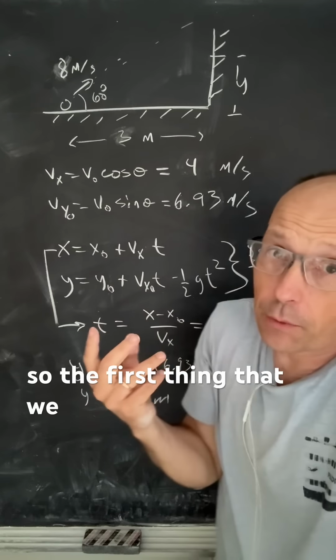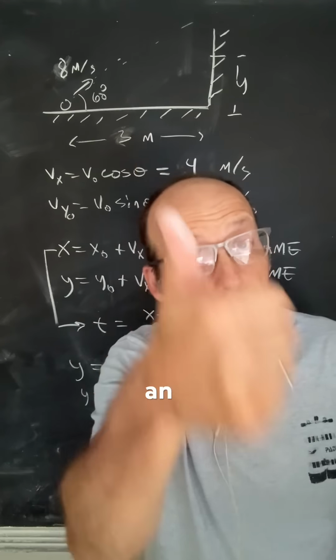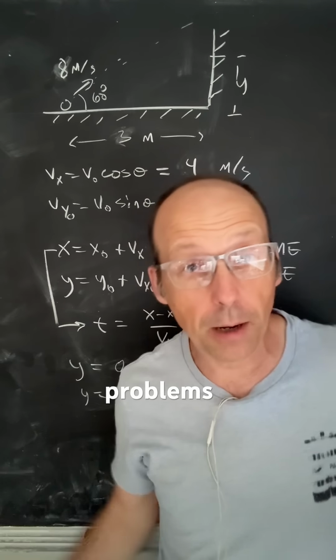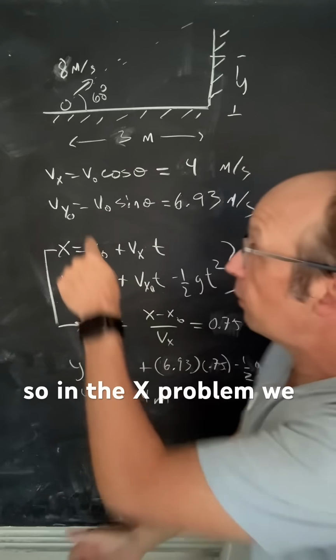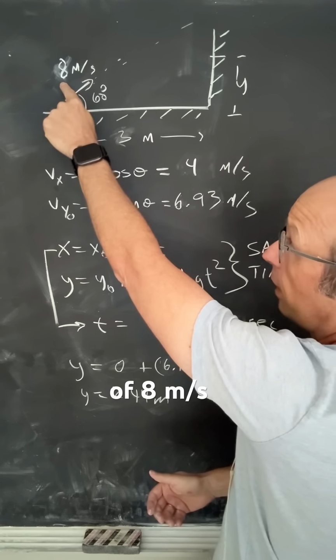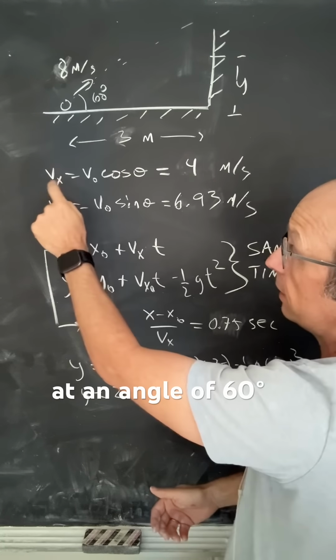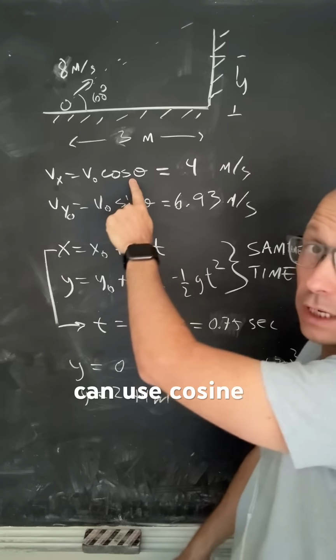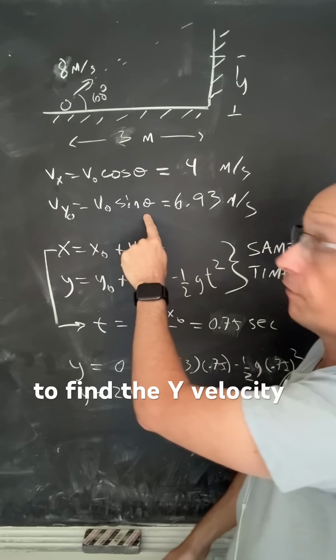So the first thing that we want to do is to break this into an x problem and a y problem. We have two one-dimensional problems that we put together. In the x problem, we need the x velocity. So if I know the launch velocity of 8 meters per second at an angle of 60 degrees, in this case, because I'm measuring the angle from the x-axis, I can use cosine to find the x velocity and sine to find the y velocity.